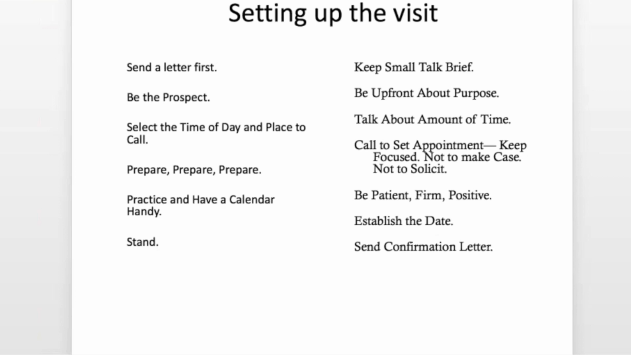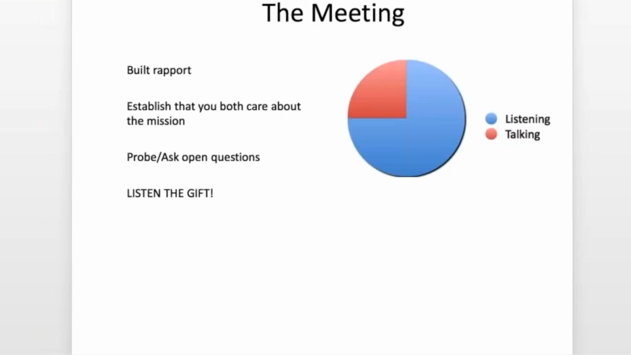So once that's done and you send a confirmation letter, you do want to have a meeting where you're building rapport, establishing that you both care about this thing by listening the majority of the time and talking the least amount of time, and asking open questions, so you can really understand the importance of the organization and its mission to that person, not to you. It's about their needs, not your needs. You're effectively doing what Jerold Panas and I describe as listening the gift.